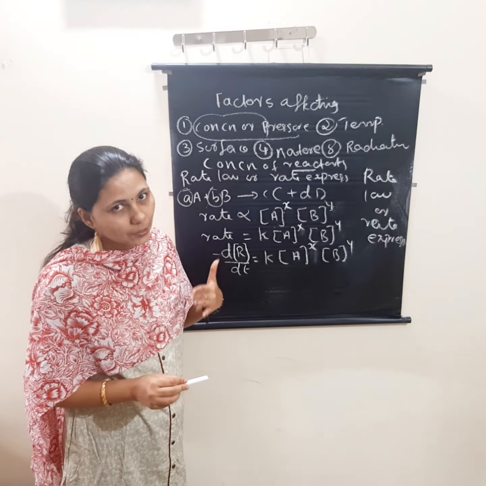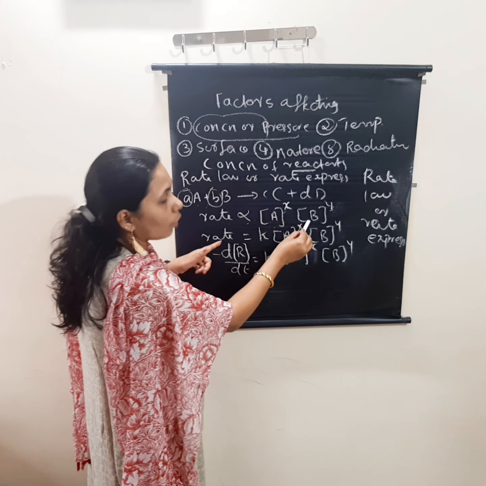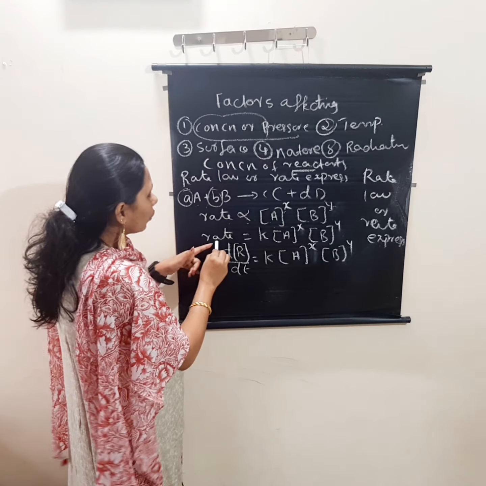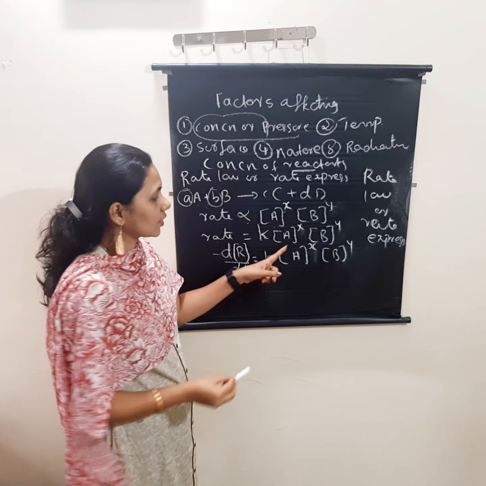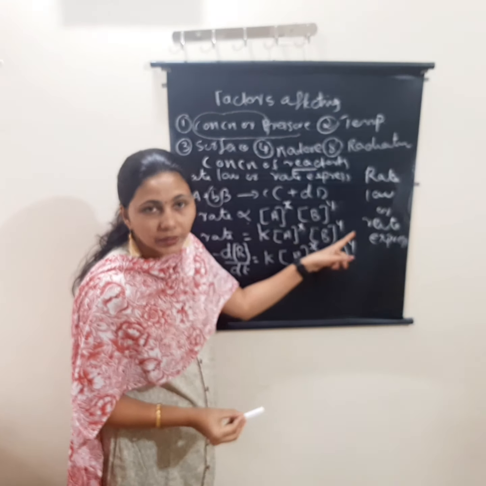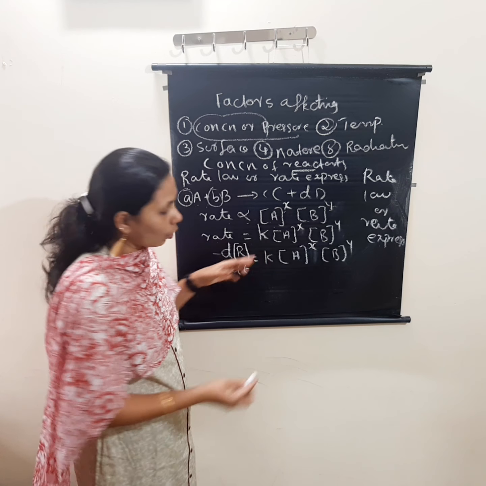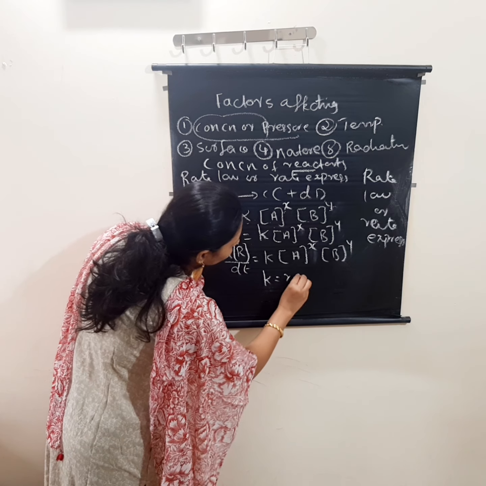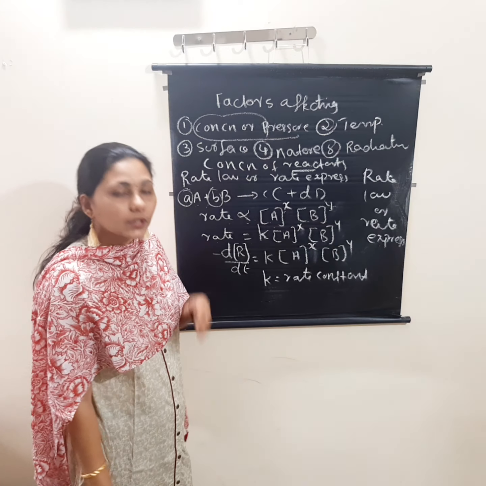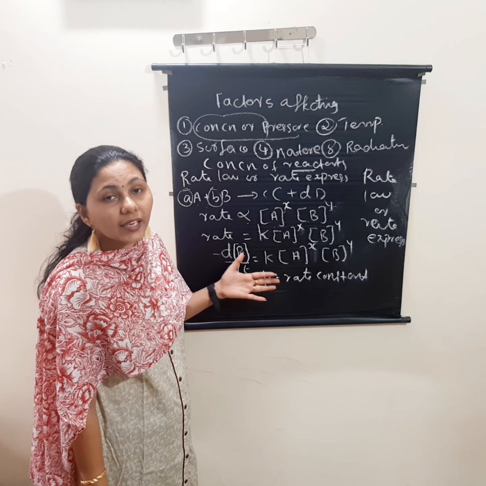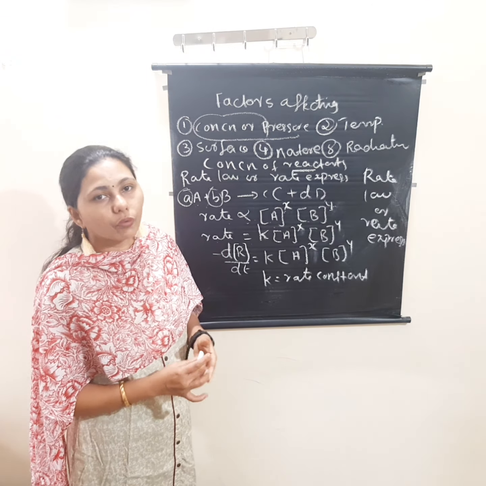They are determined experimentally. Okay, so rate is proportional to concentration of A raised to x into concentration of B raised to y. So rate equals, we have to remove the proportionality sign, rate equals k into concentration of A raised to x into concentration of B raised to y, where k is known as which one? Rate constant. What is k? k equals rate constant or specific rate of a reaction.